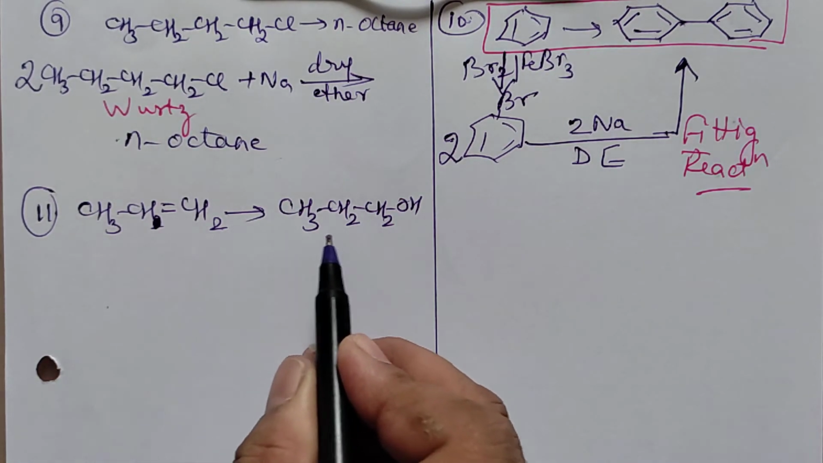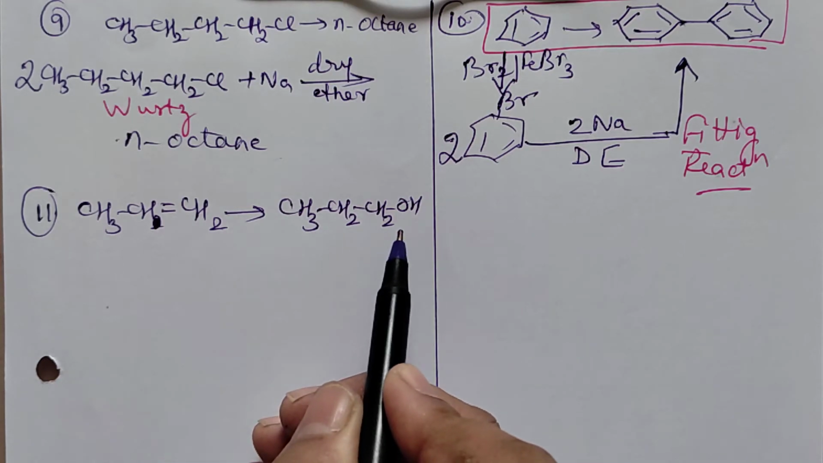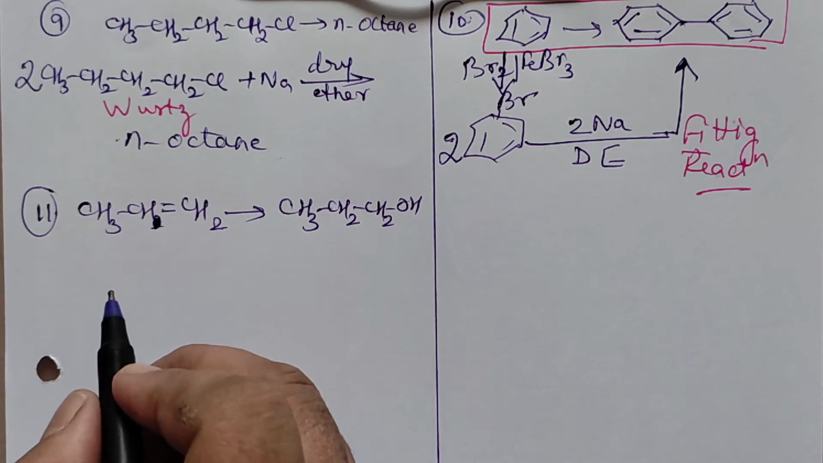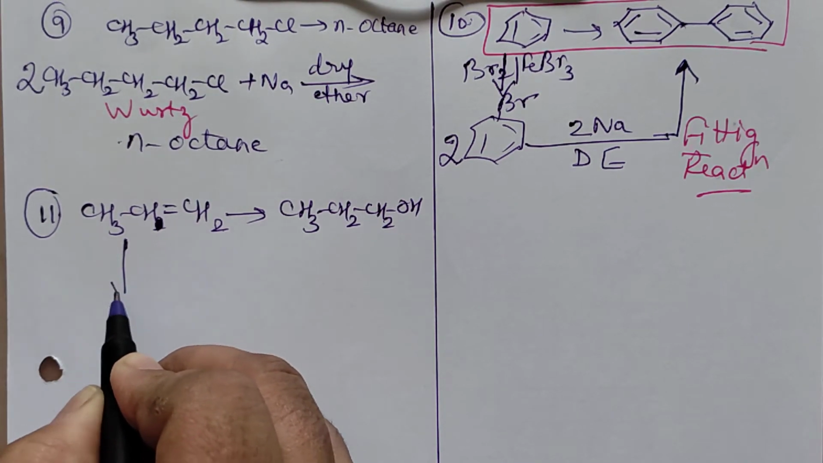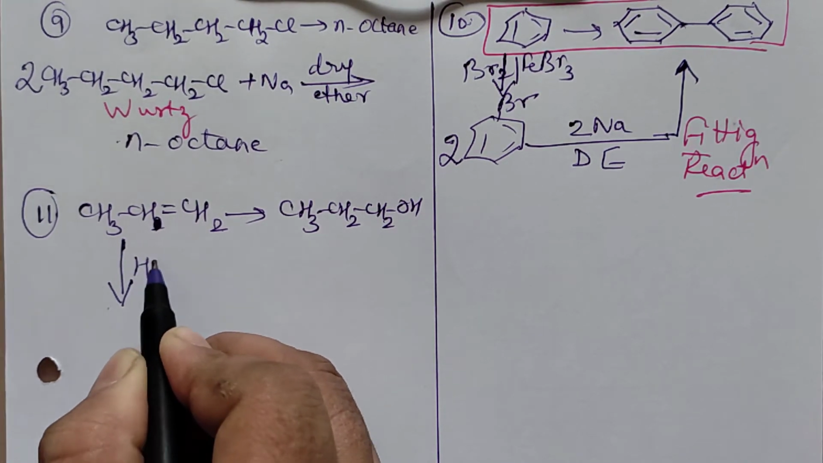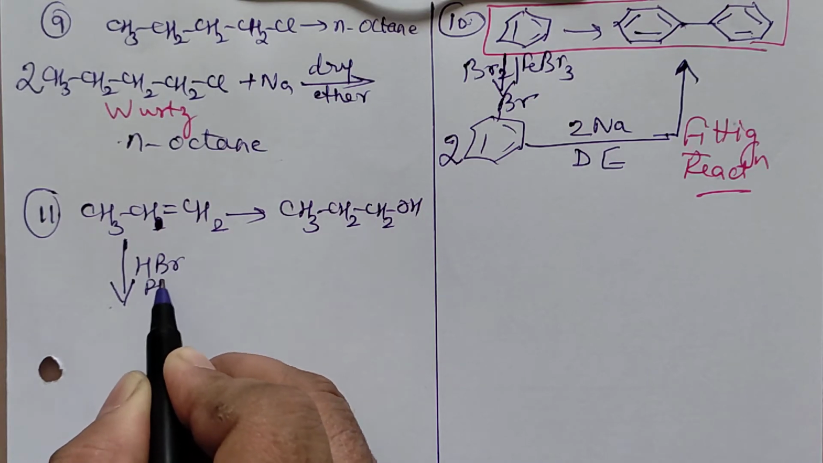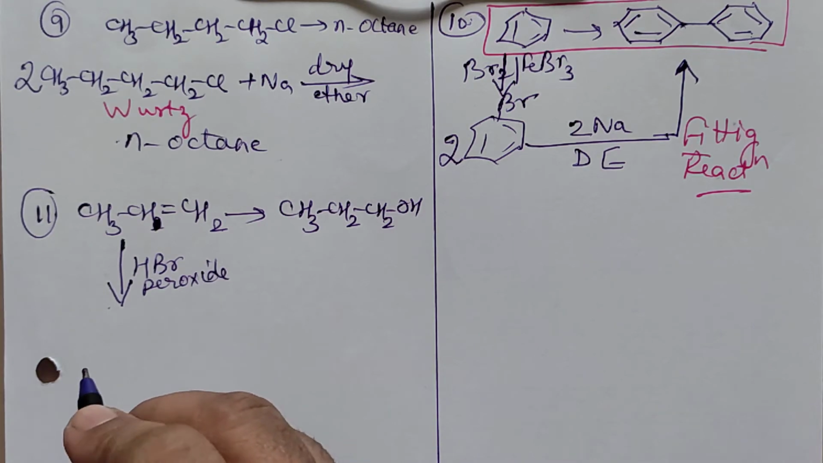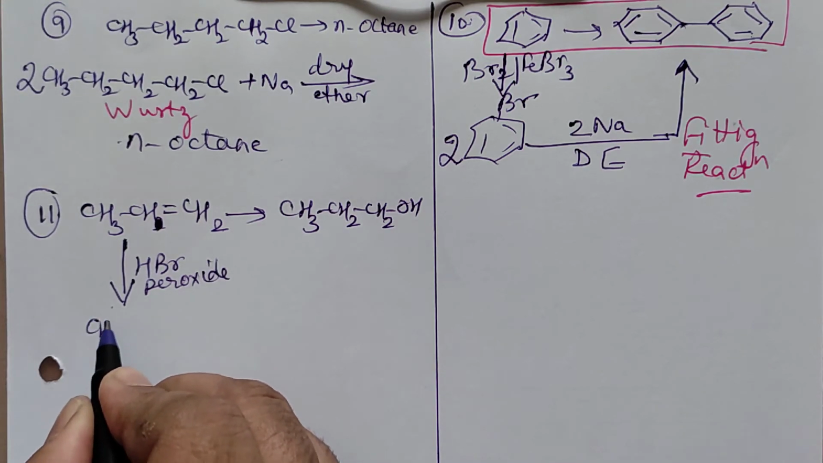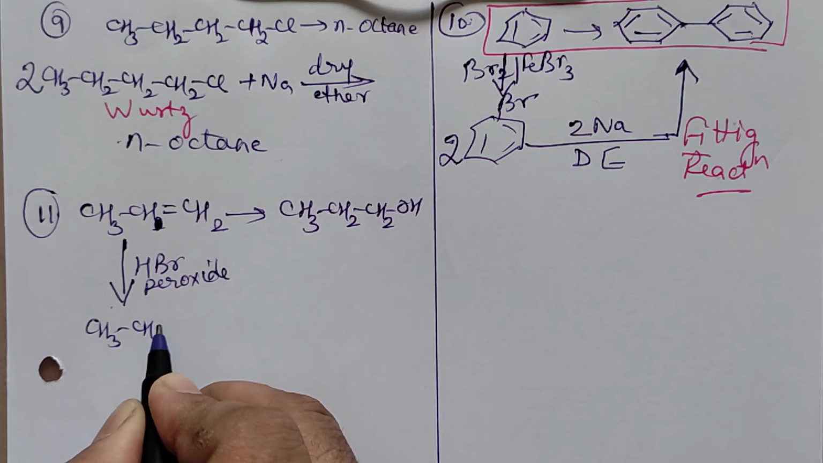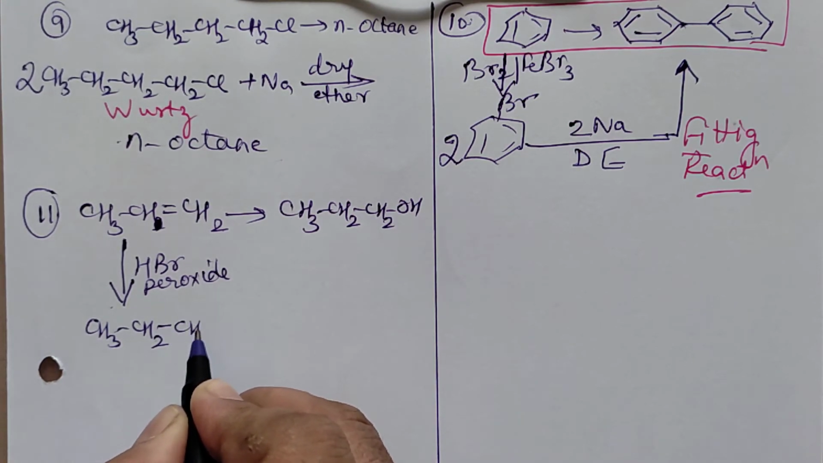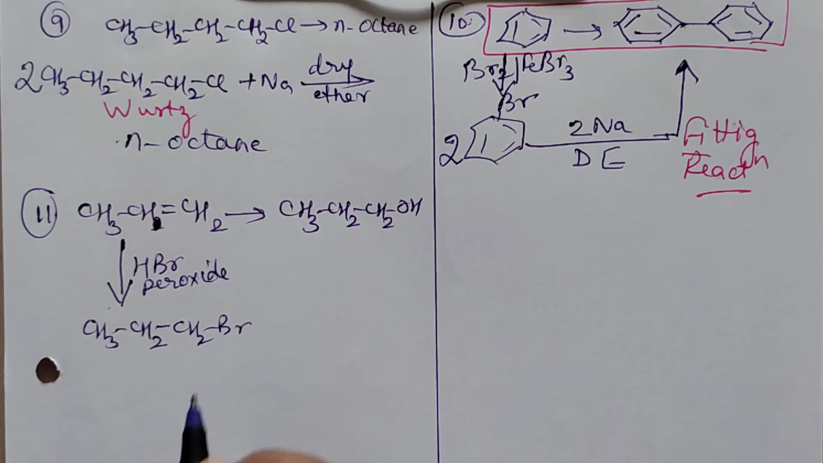Propene to propan-1-ol. One position we want. I already told you, when we want it at one position, what to do. This propene, first you will treat with HBr in the presence of peroxide. Whenever we need something at one position, you will always treat with HBr in the presence of peroxide. So you will have here CH3, CH2, and Br, one position Br you will get.